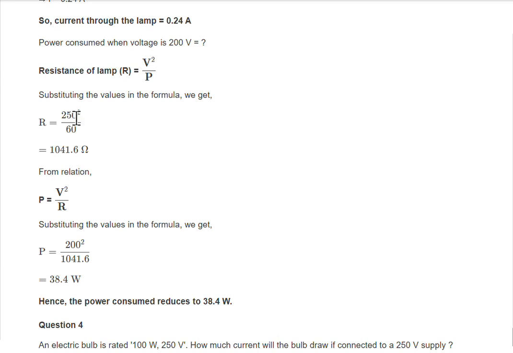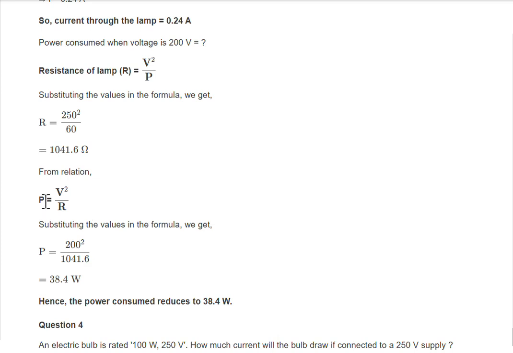Okay, so 250 whole square divided by 60 is equal to 200 square by P. We can apply cross multiplying to get the value of P. That is also easy to do. In this case, they calculated V square by P, that is resistance. Then that one again we are substituting with the other value. V becomes 200. So what will be P?